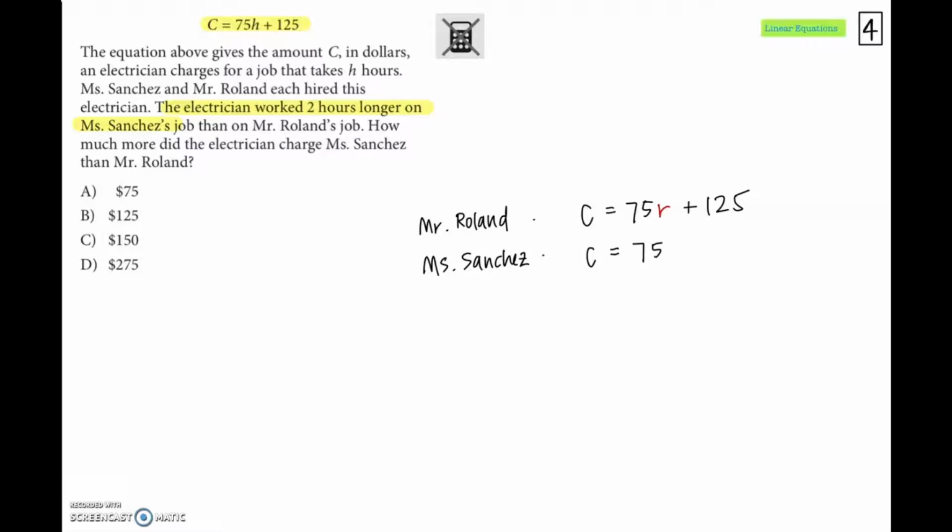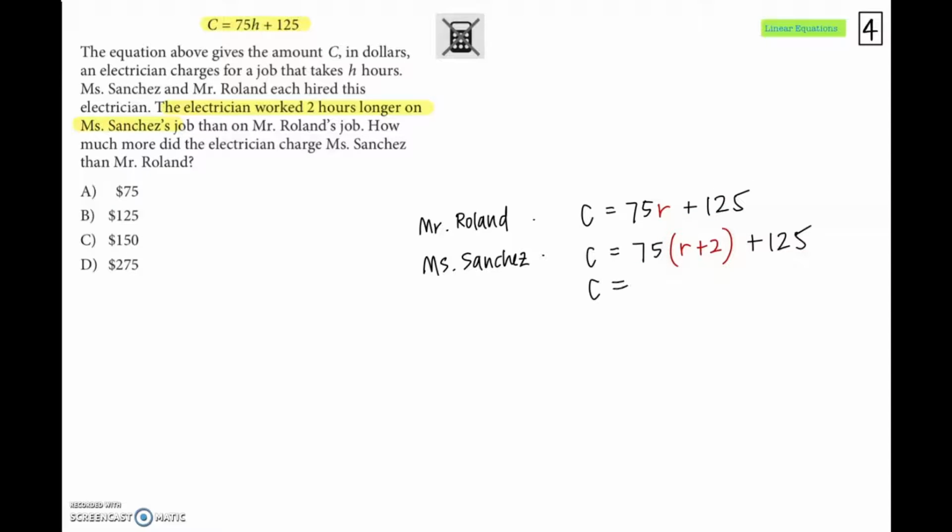So for Miss Sanchez, the electrician is going to work not R hours, that's how many he worked for Mr. Rowland, but what do you think it is, R minus 2 or R plus 2? So this is Miss Sanchez, and he's working longer for her, so it's going to be R plus 2. The number of hours he worked for Mr. Rowland plus 2 more. And then we can't forget there's still this plus 125. So this is kind of the key to the problem, to realize that the cost for Miss Sanchez is 75 times the number of hours he worked for Mr. Rowland plus 2 more, plus 125.